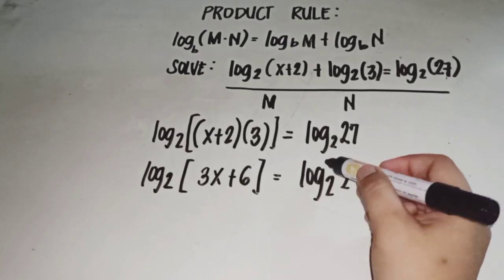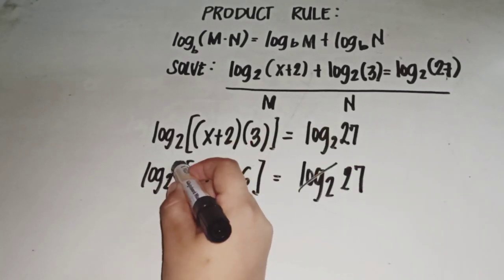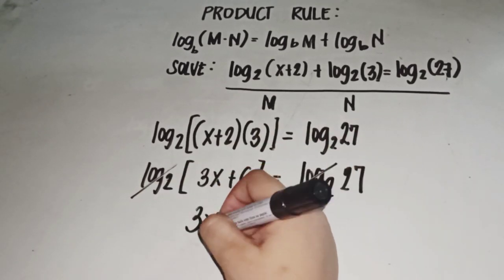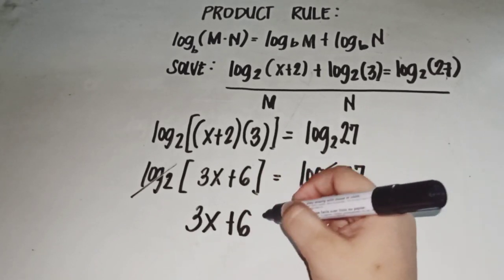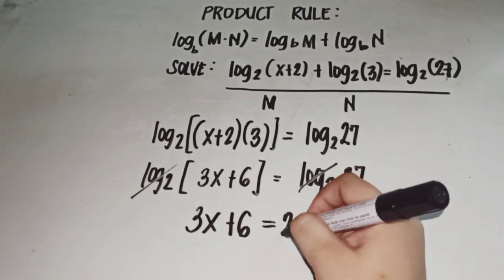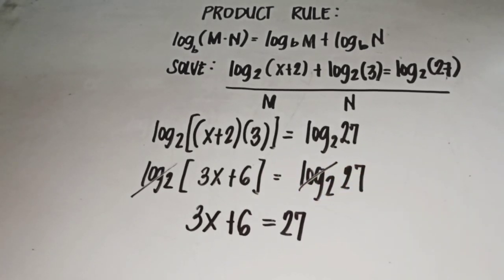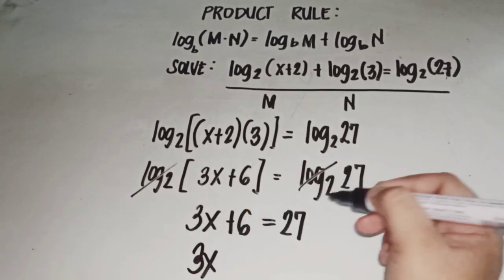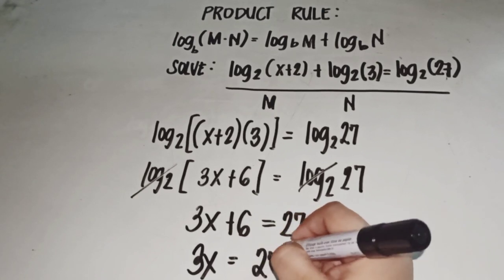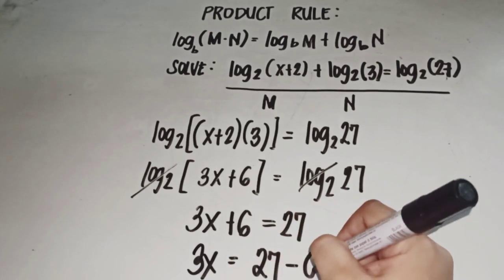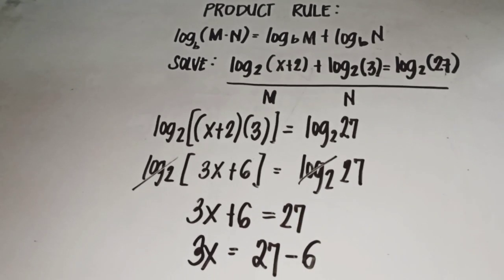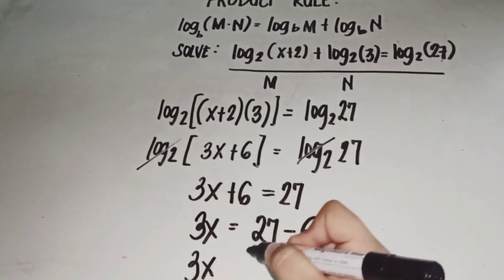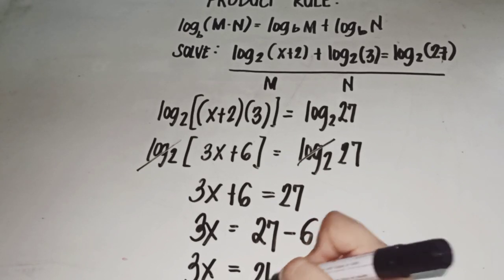So now we drop the logarithms. We write 3x plus 6 is equal to 27. So transpose 6 to the right side. 3x equals 27 minus 6. We will write 3x is equal to 21.